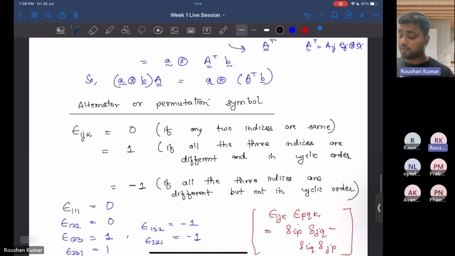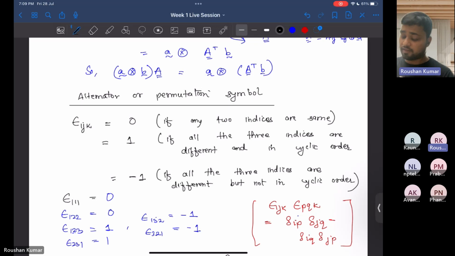Then I explained to you about the alternator or permutation symbol, which is denoted by epsilon, and it takes 3 different values, 0, 1 and -1. I had explained that if any two indices are the same, then it gives us 0. If all the 3 indices are different and arranged in a cyclic order, it gives us 1, and if all the 3 indices are different but not in cyclic order, it gives a value of -1.